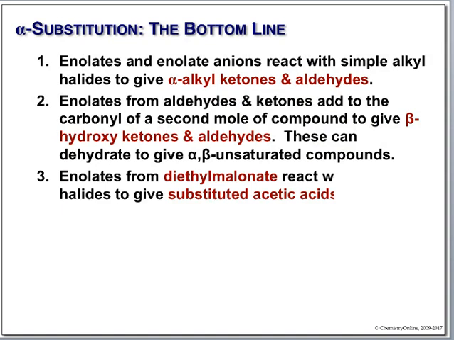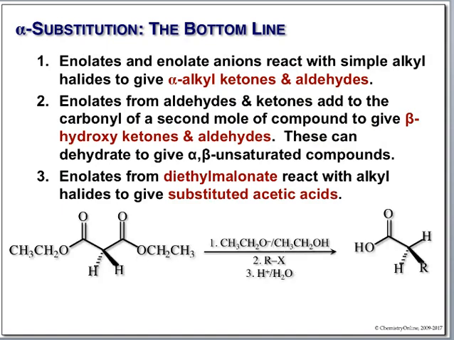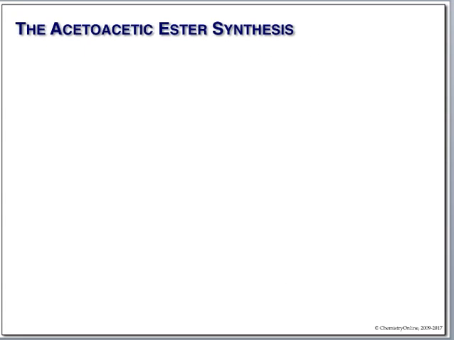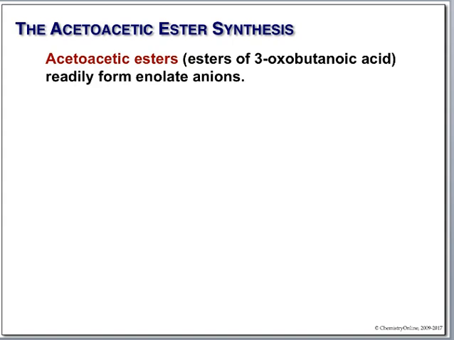All right, back to our bottom lines here. Enolates from diethylmalonate react with alkyl halides to give substituted acetic acids. Never forget that. Well, we can do this same trick with all sorts of other things. We looked at acetoacetic esters a couple slides ago.